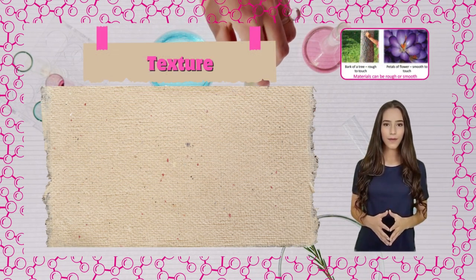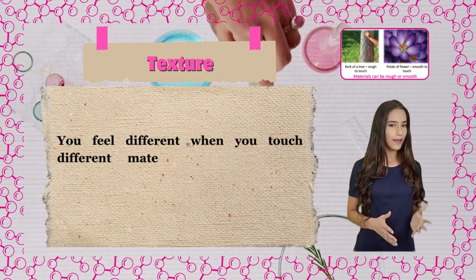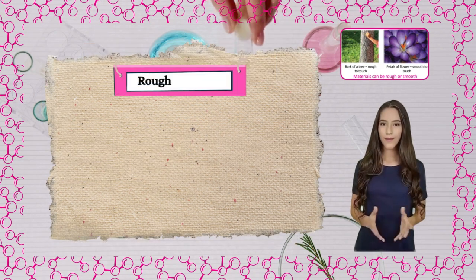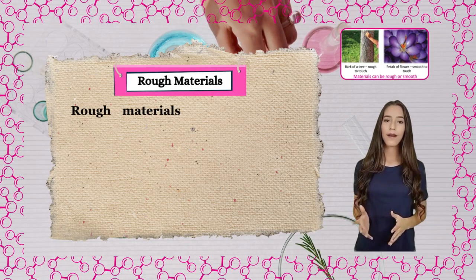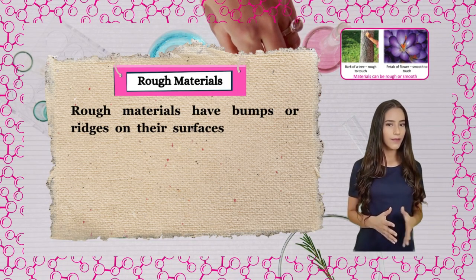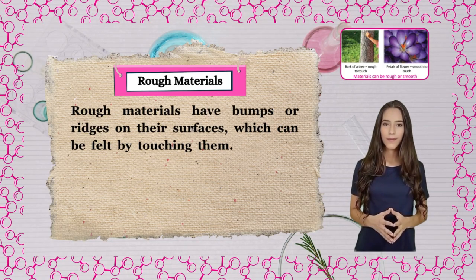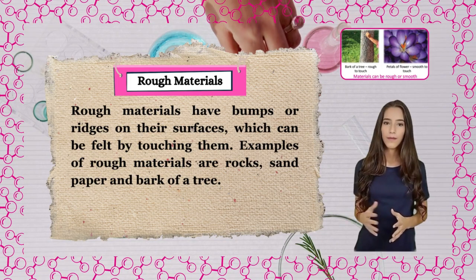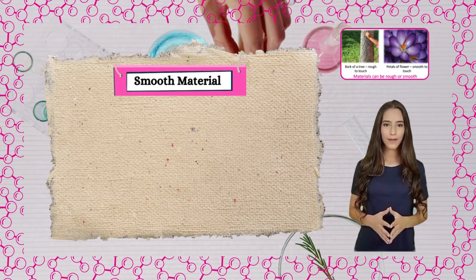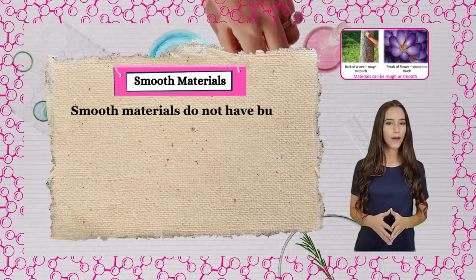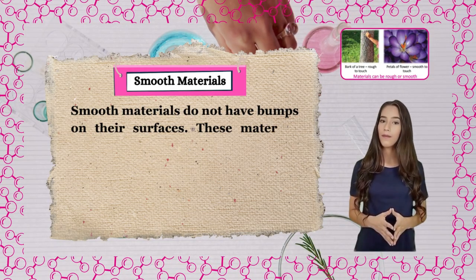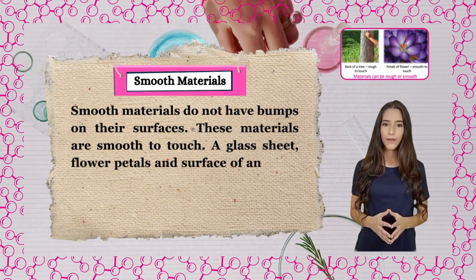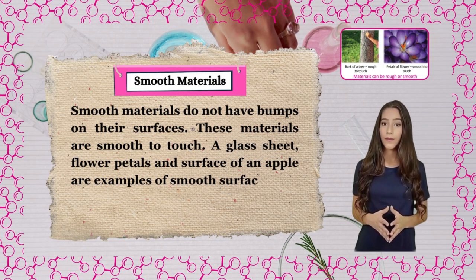Texture. You feel different when you touch different materials as they have different textures. They may be rough or smooth. Rough materials. Rough materials have bumps or ridges on their surfaces, which can be felt by touching them. Examples of rough materials are rocks, sandpaper, and bark of a tree. Smooth materials. Smooth materials do not have bumps on their surfaces. These materials are smooth to touch. A glass sheet, flower petals, and surface of an apple are examples of smooth surfaces.